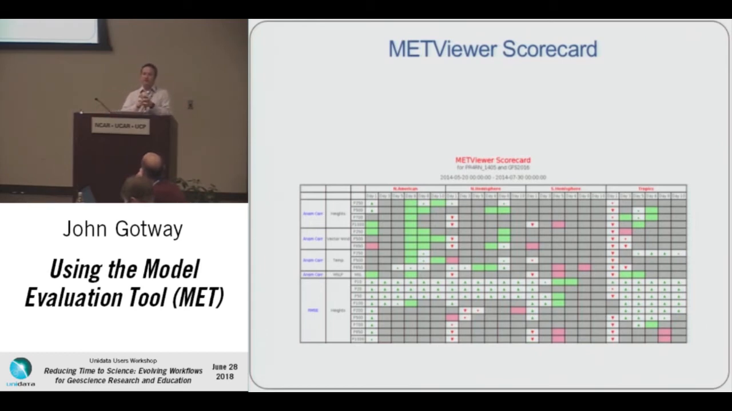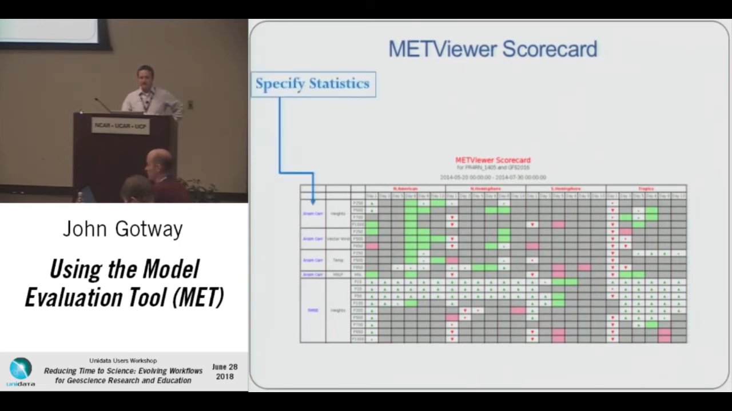At NOAA, they've been using something called a scorecard, which is where you take Model A and Model B, and you say, when you look at all these variables and levels and over these multiple regions and all these lead times, how frequently is one model statistically better than another model? So in MetViewer, we added support for generating scorecards.